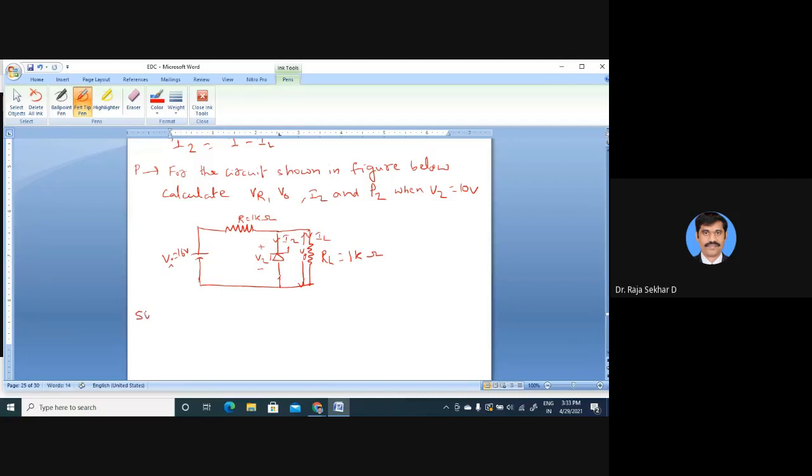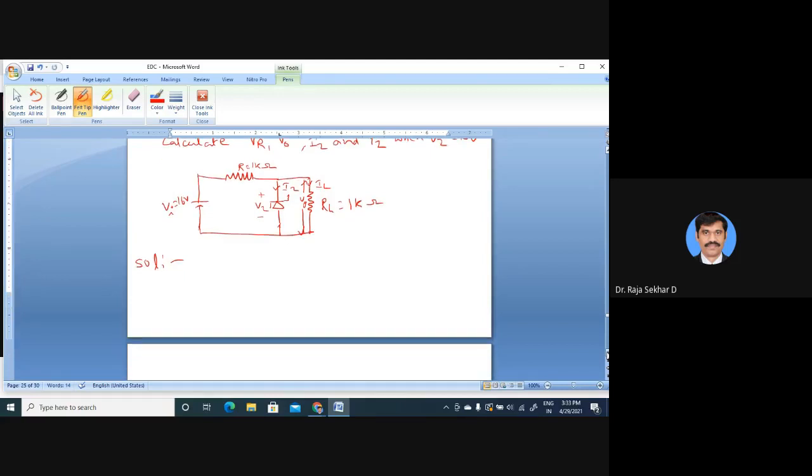Now take the solution. Have you taken the circuit? Yes, sir. First, you have to find whether the diode is on or off. To find the state of the diode, you have to find the voltage across the diode, V, that is, from this point to this point.